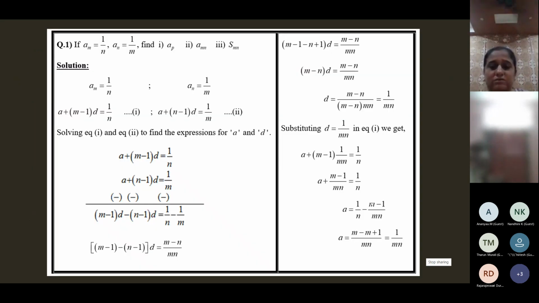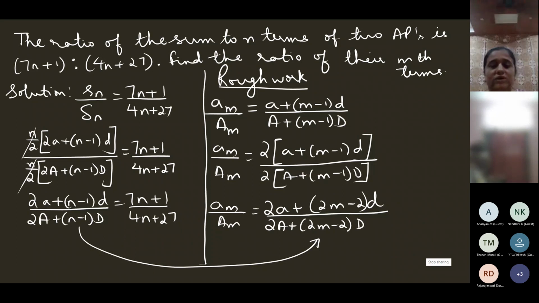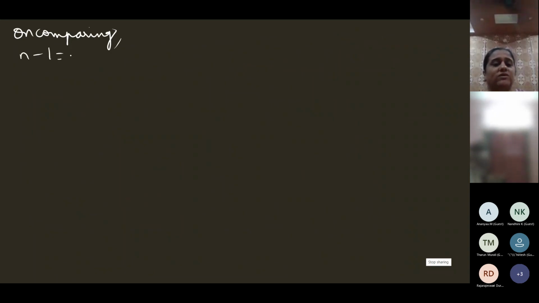So on comparing, n minus 1 is equal to 2m minus 2. Now we have to find the expression or value for n. So n is equal to 2m minus 2 plus 1. n is equal to 2m minus 1. We are trying to find a number or an expression for n. So n is equal to 2m minus 1.